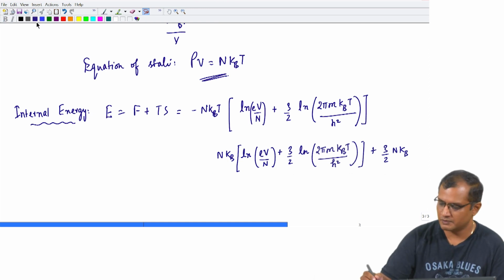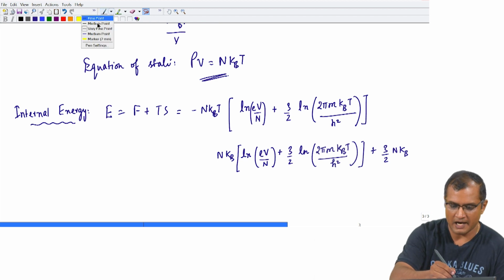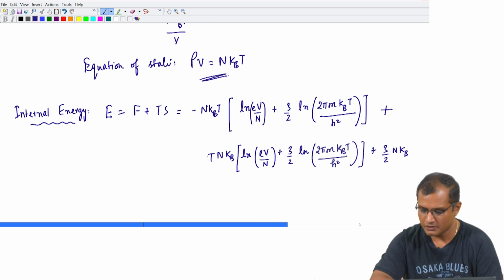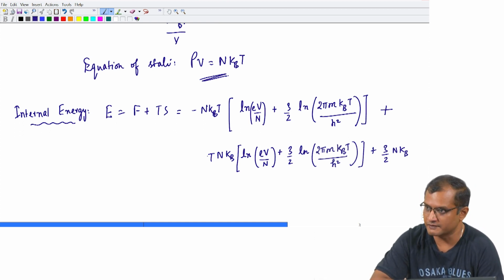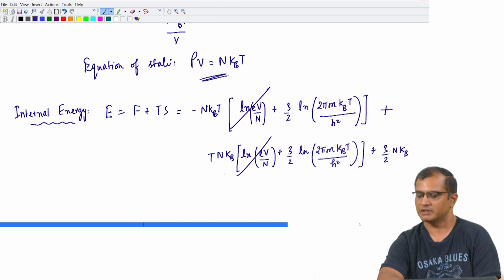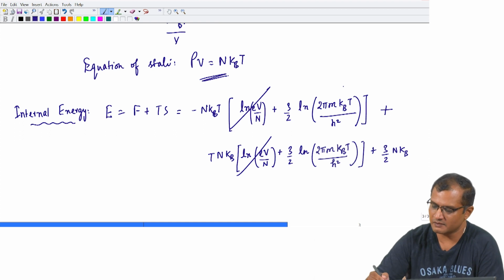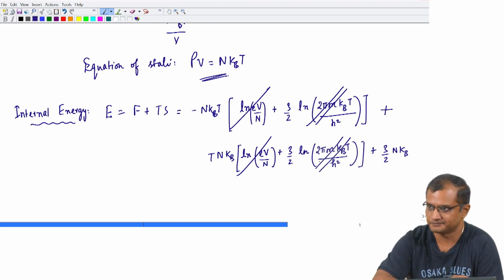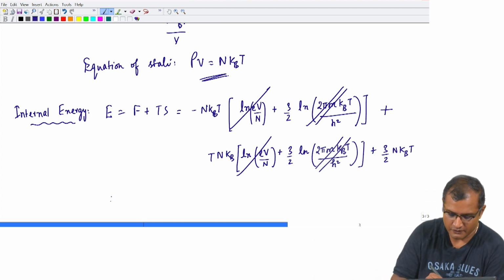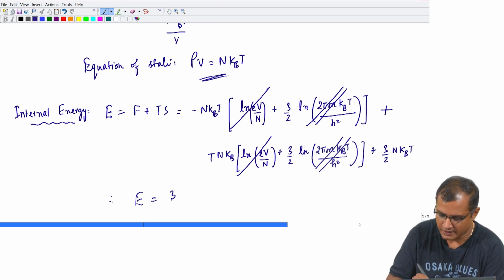So, we were supposed to add T S. So, I am going to add T S here. So, as you can see, the first term clearly knocks off with the first term in the second parenthesis. So, this term will knock off with this term because the prefactor is just NkT in both the terms, and very easily you can see that this term will also knock off with this term. And what you are left with is just 3 by 2 NkT. Yeah. So, here I need to multiply a T here because this is T S. So, therefore, I can write down E as 3 by 2 NkBT.